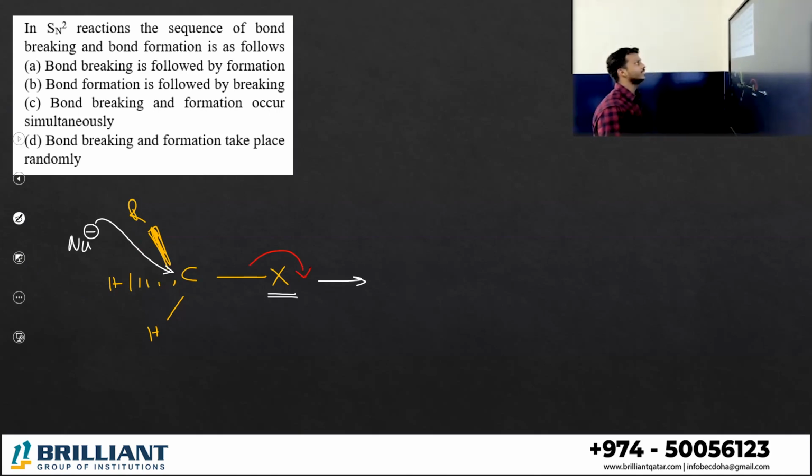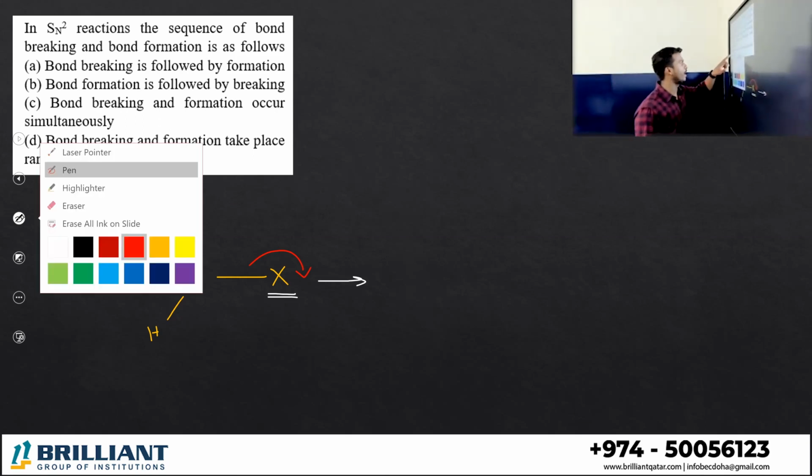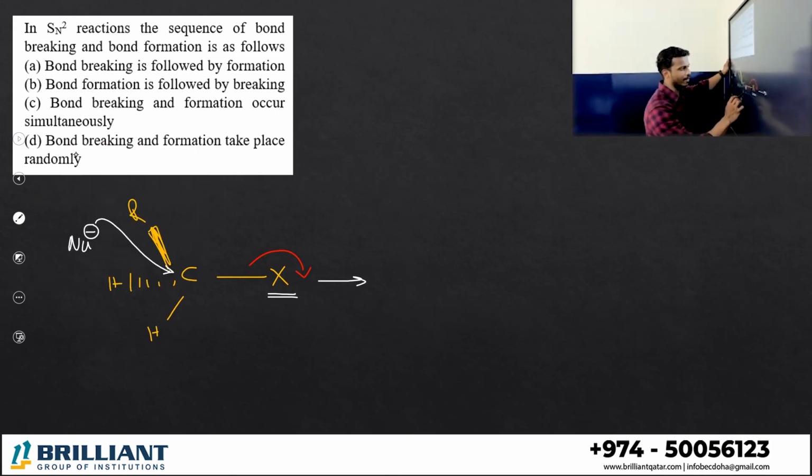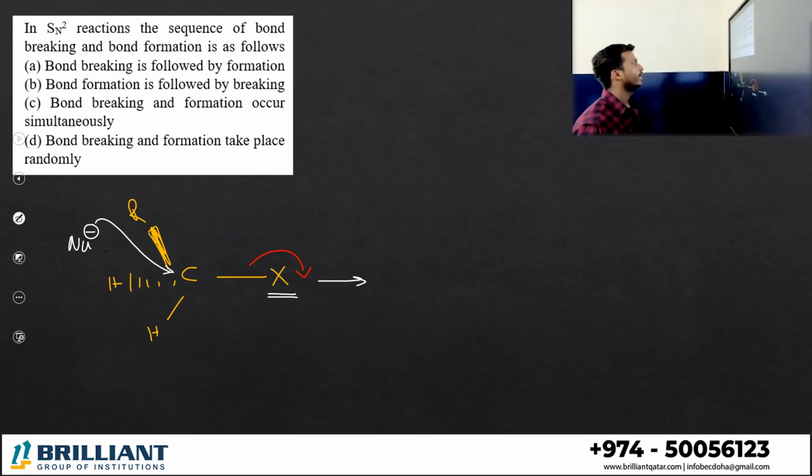So what is the answer? SN2 reaction, the sequence of bond breaking and bond formation. Which bond is going to break here? The bond which is going to break is this one, right? Carbon halogen bond. Which bond is going to form here? Carbon nucleophile bond. Alright. So what we can say? Option C can be right. Bond breaking and bond formation occur simultaneously. When the nucleophile attacks, at the same time, the halogen tries to leave.